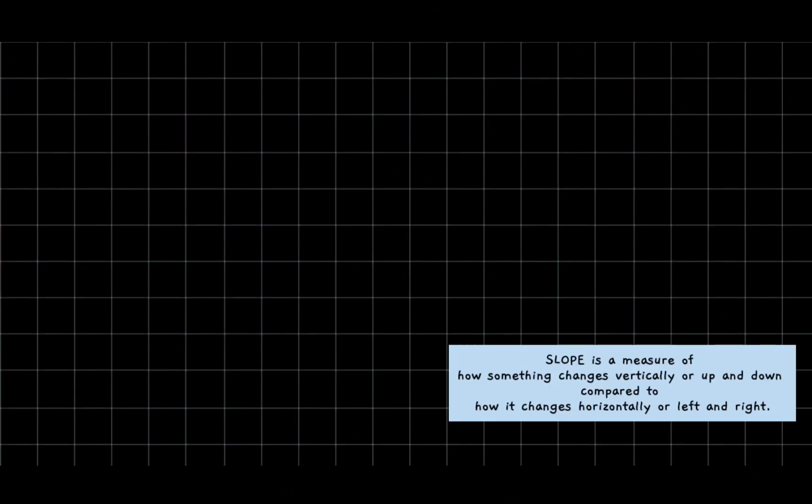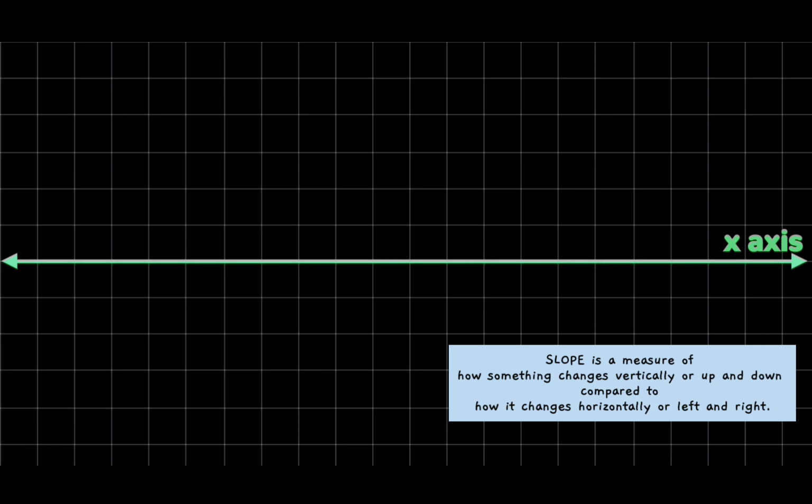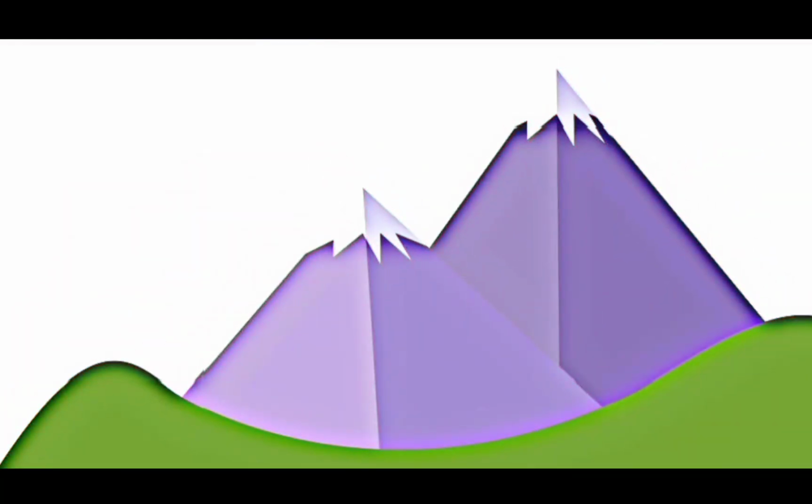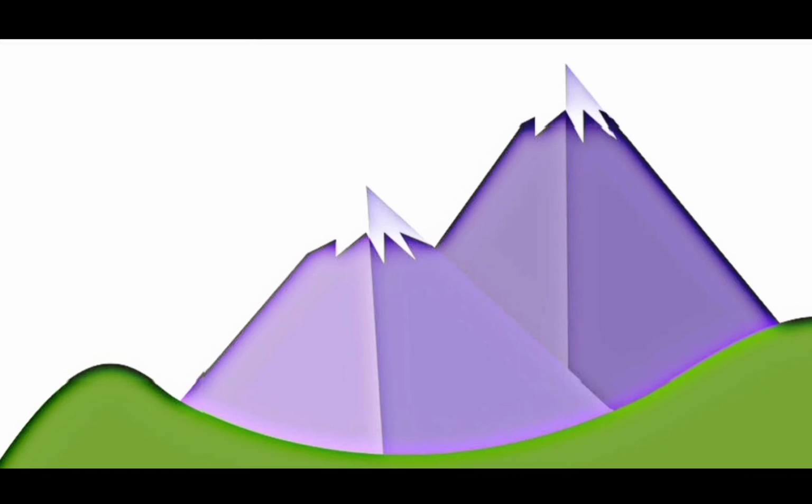In mathematics, slope is just a measure of how something changes vertically, or up and down, compared to how it changes horizontally, or left and right. Well, to find the slope of a line, you have got to look at two or more of its points.